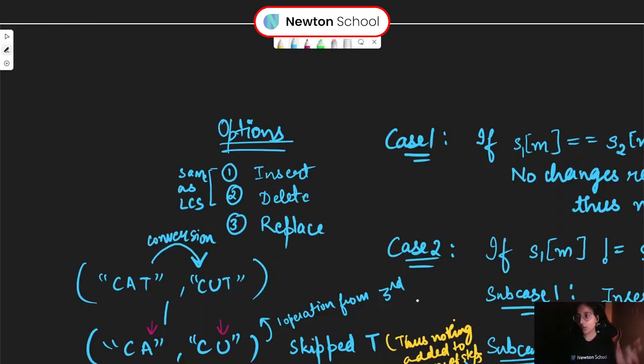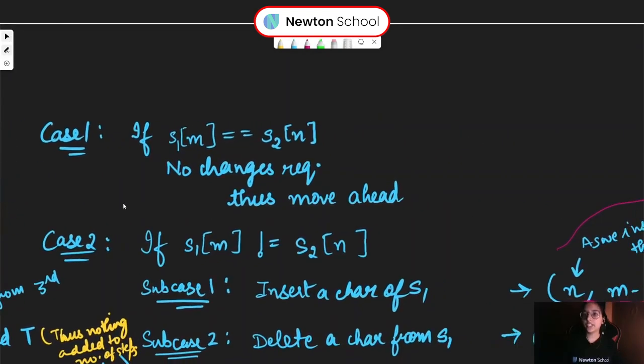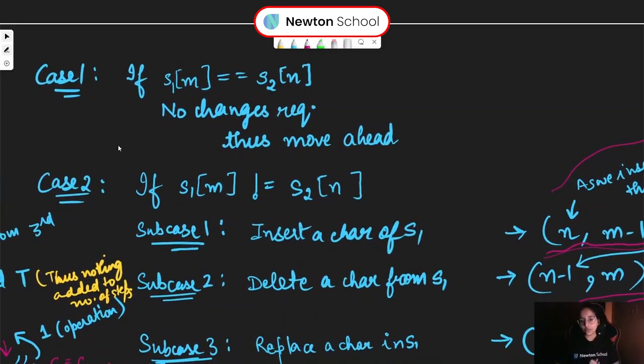Now comes the part of how we can go ahead with the recursive solution. For that, first we need to check according to the question what things are there, that is, when we can insert or delete or replace, on which condition we are required to do so. See, if the character is the same, right? If I take the example cat and cut, here we see this T is the same, right? So as both of them are the same, we will enter this case 1. Case 1 says that if S1 of M is equal to S2 of M, then no changes are required, thus we need to move ahead. So accordingly we will code for this particular case.